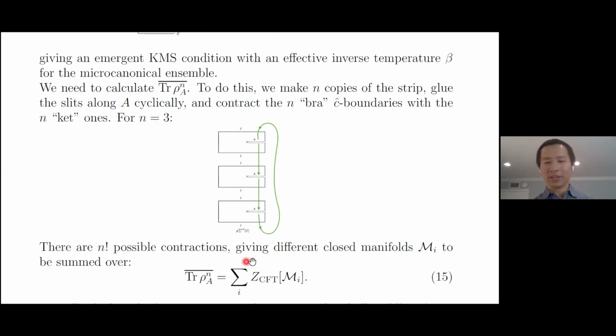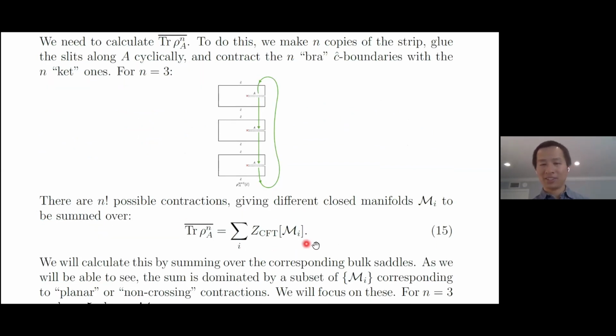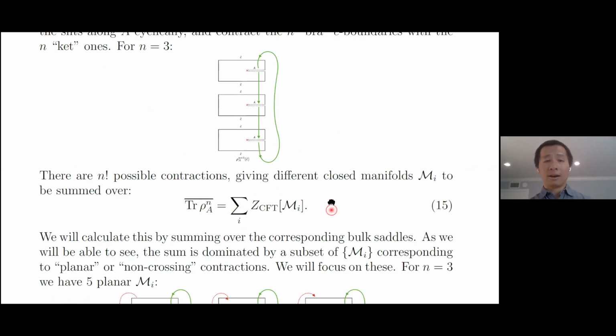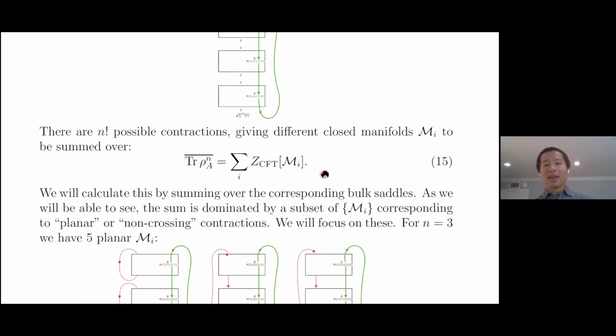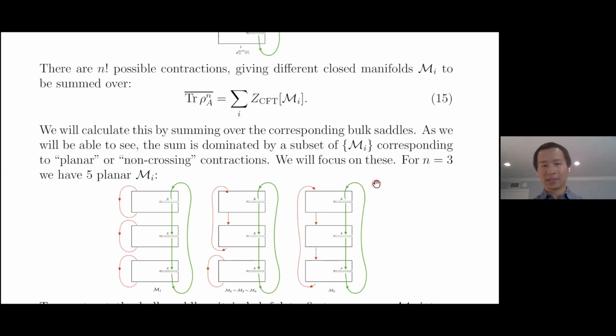And there are many ways of doing this, factorial ways of contraction. So they all give different closed manifolds that we need to sum over. So in the equation, this means that we are summing over CFT partition functions on these different contracted manifolds. We will calculate this by summing over the corresponding bulk saddles, but we will see that the sum is actually dominated by only a subset of these. And the subset corresponds to what we can call planar or non-crossing contractions.